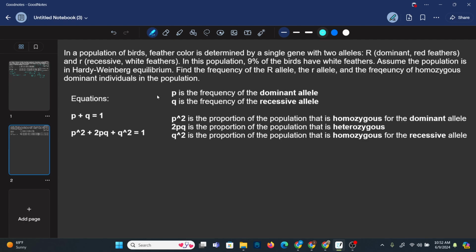So to solve this, we have p plus q equals 1, and we have p squared plus 2pq plus q squared equals 1. And we know p is the frequency of the dominant allele, q is the frequency of the recessive allele, p squared is the proportion of the population that is homozygous for the dominant allele, 2pq is the proportion of the population that is heterozygous, and q squared is the proportion of the population that is homozygous for the recessive allele.